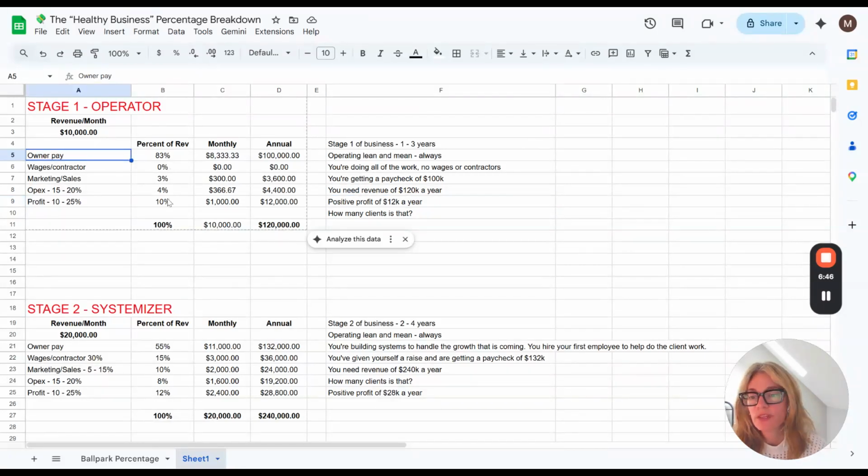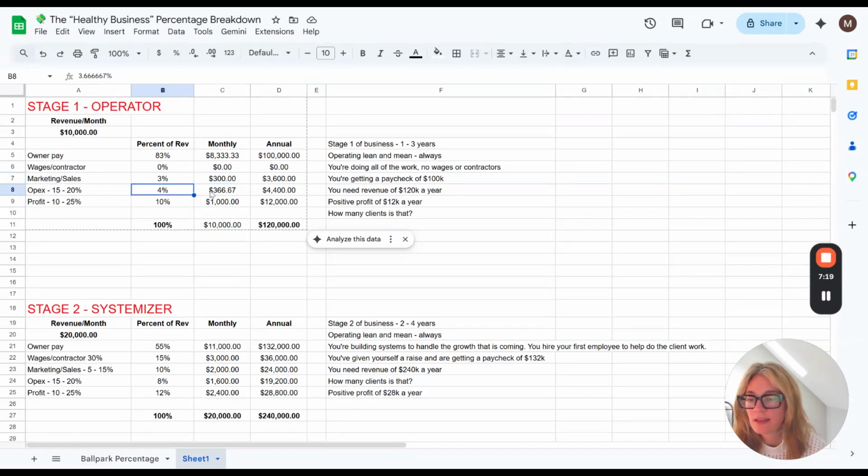And this is how the percentage of revenue works out. So you are paying yourself 83% of this $10,000 a month, which is $8,333. That equals a $100,000 paycheck. Wages, contract labor is zero. You're not paying anyone. You're doing everything yourself. You only have a small budget for marketing and sales, but hey, $300 a month, you can do some Facebook ads with that. That's not too bad.